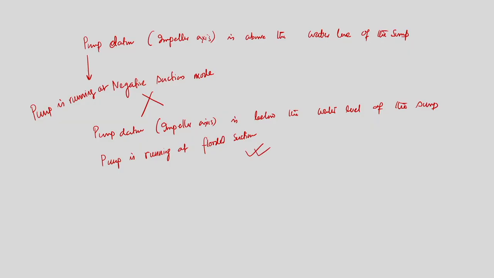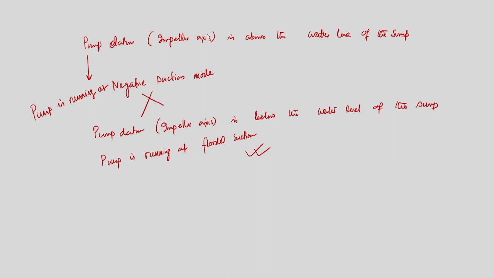This is very important. As a design engineer, everyone should prefer to design a pumping system in this mode, so that our pump operates in flooded suction mode. If we design to run a pump in the flooded suction mode, then we can ensure that it is safe from this phenomenon, that is, cavitation should not occur. So it is always desirable that the impeller axis or pump datum should be below the level of water in the sump.